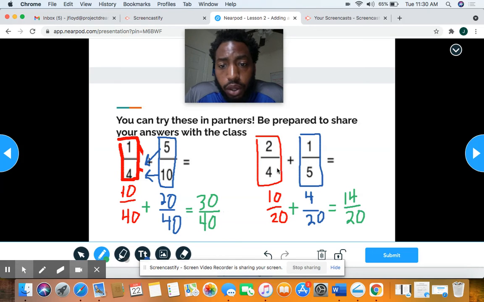Now going over here, we do the same type of strategy. We have 2 times 5, which is 10. We have 4 times 5, which is 20. Then we do 1 times 4, which is 4, and 5 times 4, which is 20. We drop down our addition sign. We remember our common denominator strategy, knowing that 20, 20, and 20 are all common denominators. And then we add our numerator, which is 10 plus 4, and that's going to be 14. All right, we got that one right.